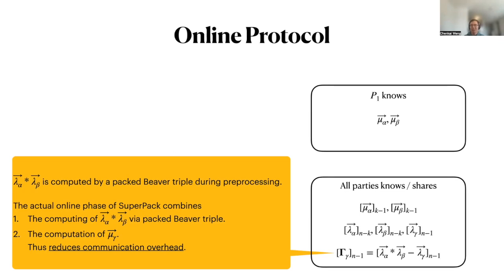And in our actual online phase of SuperPack, we'll actually combine the computation of this product of lambda alpha and lambda beta via this packed Beaver triple and the computation of mu gamma together. This would help reduce the computational overhead, including both the number of field elements sent between these parties and also the round-trip communication. Because if we do them separately as indicated by our simplified version, each of these steps will incur the communication overhead and also the round-trip communication.